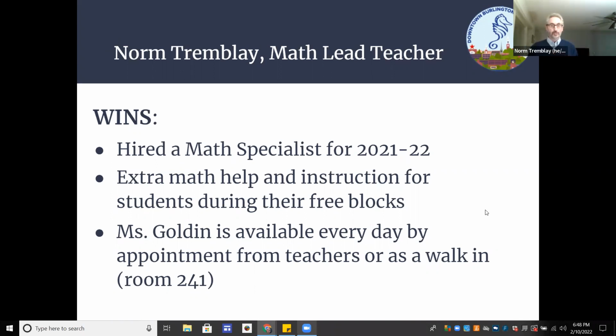So those are the 2 new things. There's plenty of other things to share from the math department, but I'm going to stop there, and I'm going to pass it on to Ms. Walters from the library.